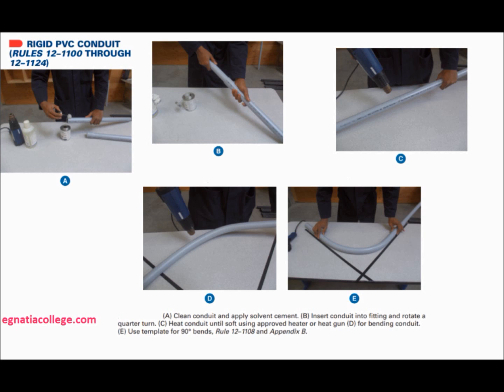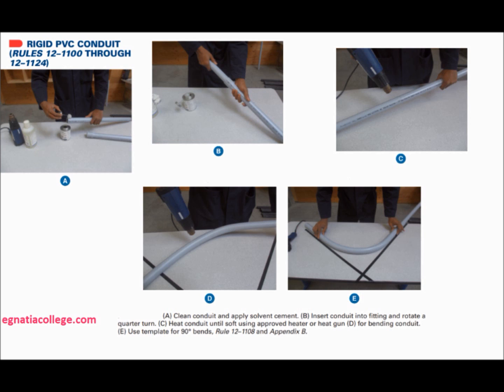Do not use an open flame to bend PVC, Rule 12-1108. Instead, use an approved heat gun, heat blanket, or other flameless heat source to heat the pipe to about 125 degrees Celsius as shown in parts C and D. Always heat an area of at least 10 times the diameter of the conduit before attempting to bend it. If not heated enough, the pipe will kink or collapse.